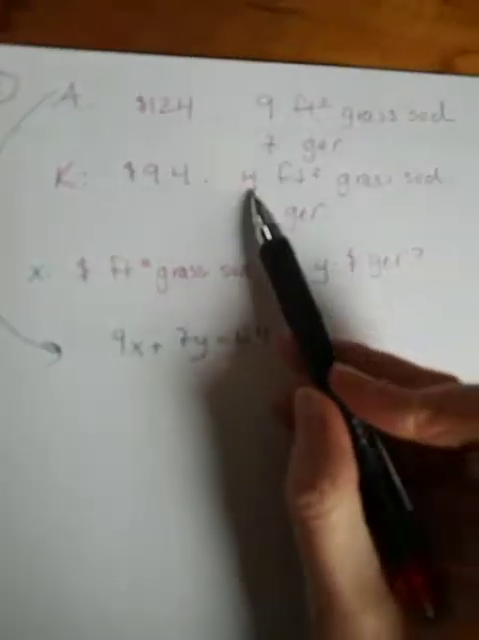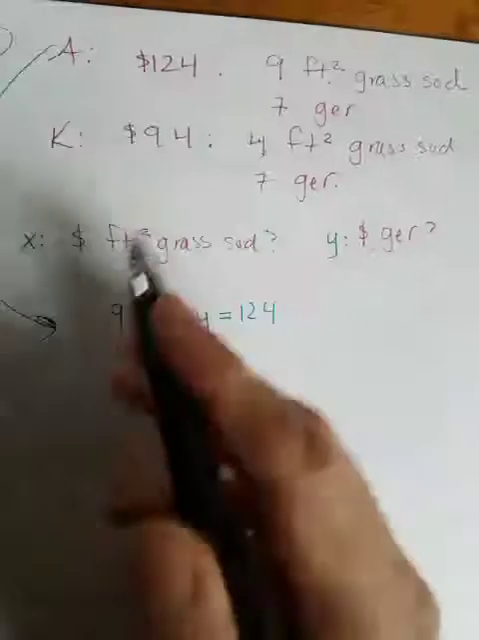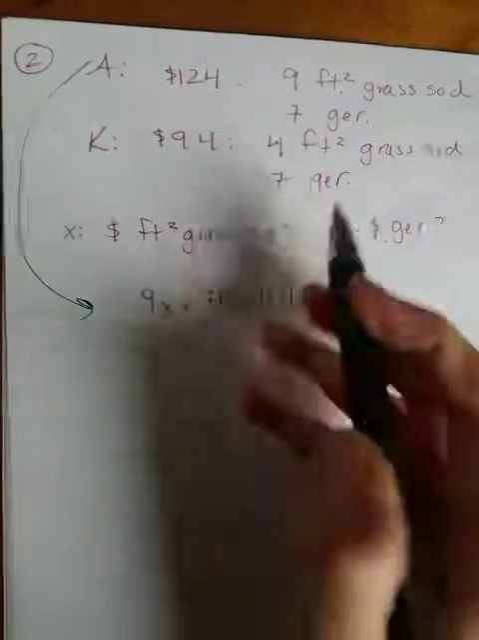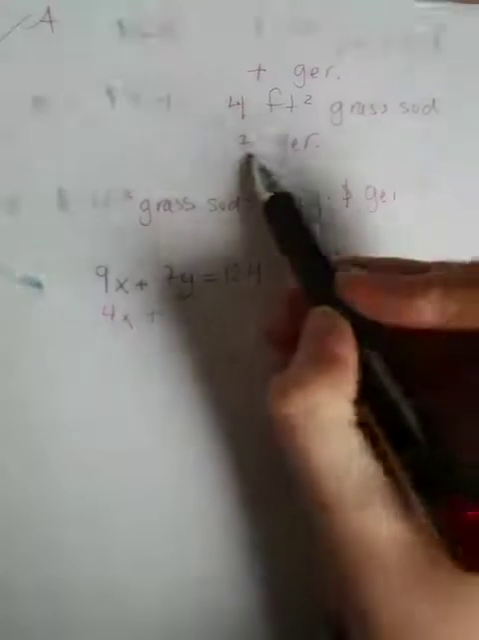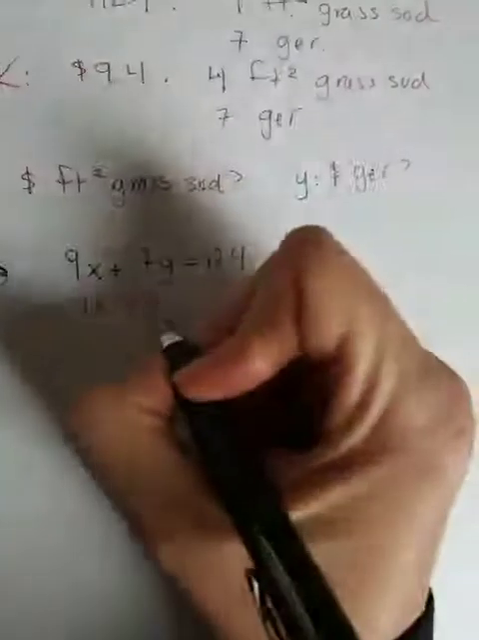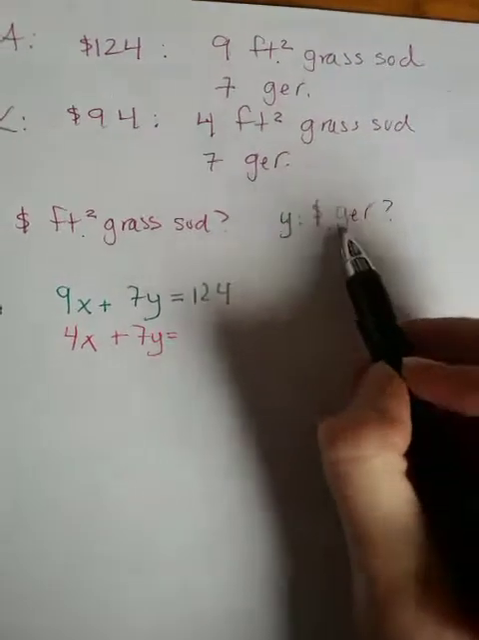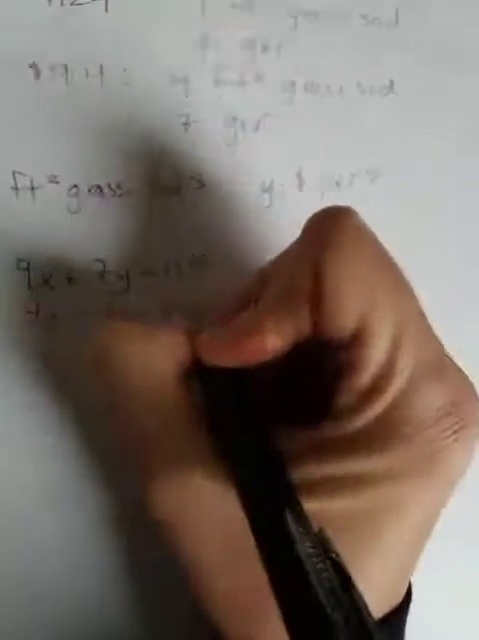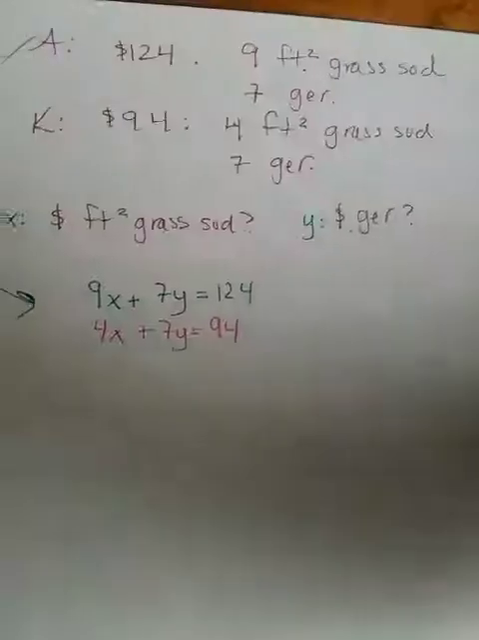Now we'll go to the equation for Kim. This person bought 4 square feet of grass sod. So I'm going to have 4X. Why X? Because X is the cost for the square feet of grass sod. Plus, they also bought 7 geraniums. So 7Y, and it's Y because Y was the price for geraniums. And how much money did they spend? $94. Okay, so you're ready to go.